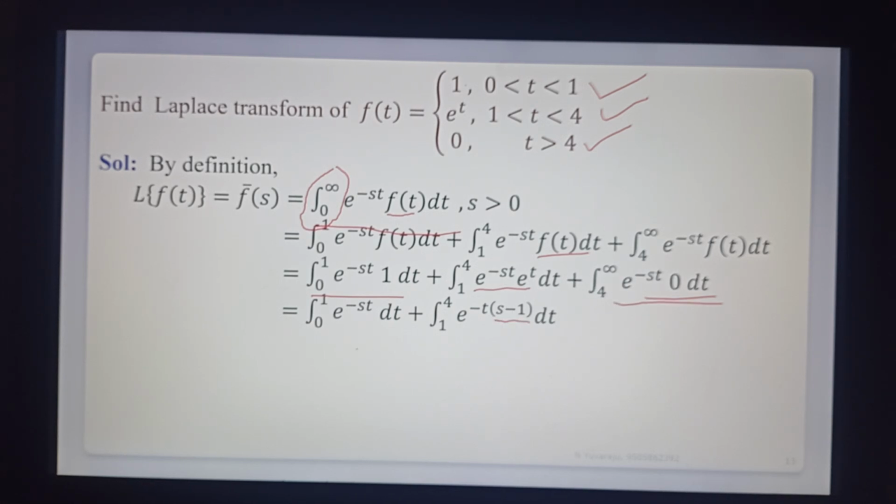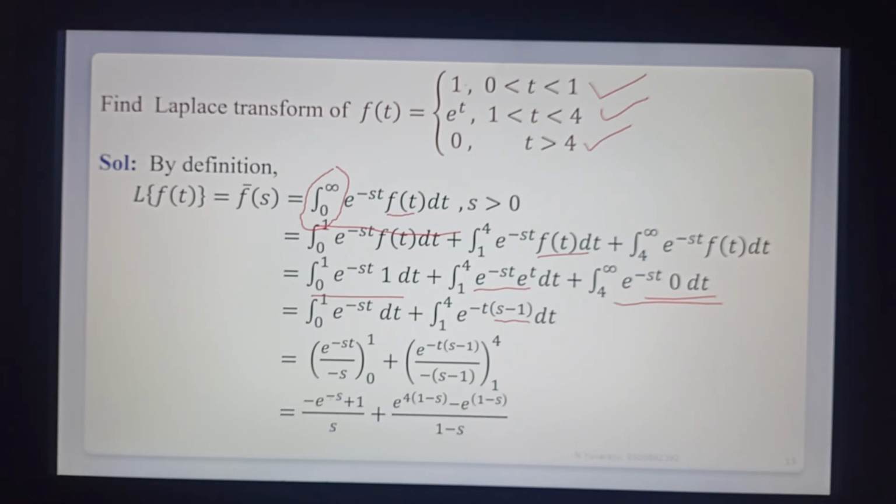And for the last interval it is 0. Now the integration: e power minus st integrates to e power minus st by minus s, with limits 0 to 1. Here e power minus t of (s minus 1) by minus of (s minus 1), with limits 1 to 4. Now the simplification is: e power minus s plus e power 0, that is 1, minus of minus plus, by s, plus here the second term is e power 4 into (1 minus s) minus e power (1 minus s), by (1 minus s). So this is the required Laplace transformation of the given function.